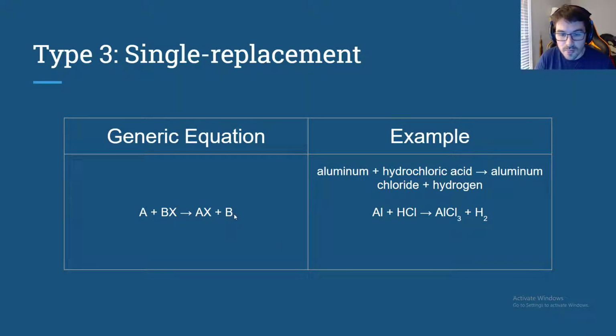and B is by itself. So an example here, let's say we have aluminum and hydrochloric acid. The aluminum is going to replace the hydrogen, kicking the hydrogen out. So now we have aluminum chloride and hydrogen is by itself. What this would look like is you've got hydrogen chloride, hydrochloric acid, in a little container. You put pieces of aluminum metal or aluminum foil in there. It's going to fizz and bubble. The aluminum is replacing the hydrogen, and those bubbles that you're going to see are actually hydrogen gas that's being released. So this is an example of a single replacement reaction.